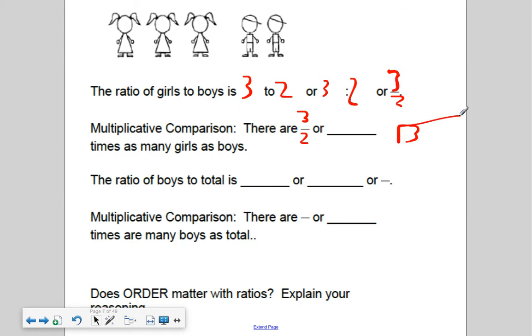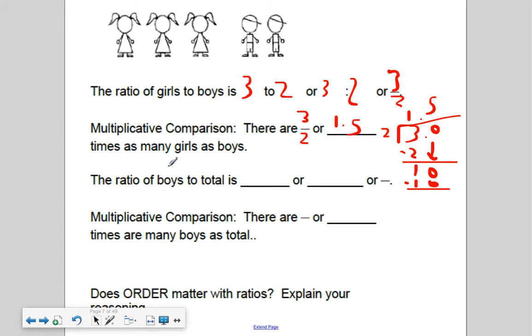3 divided by 2. How many 2's go in 3? 1 time. 3 minus 2 is 1. How do I get rid of this 1? Remember, I don't want to change the value of 3, so I add a 0.0. So bring this down. How many 2's go into 10? 5 times. So it's 1.5. So there are 3 halves, or 1.5 times as many girls as boys.